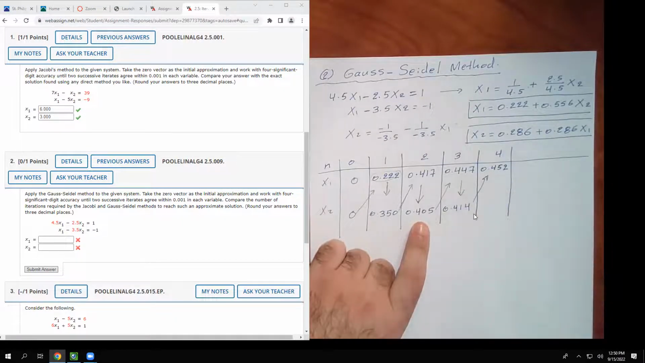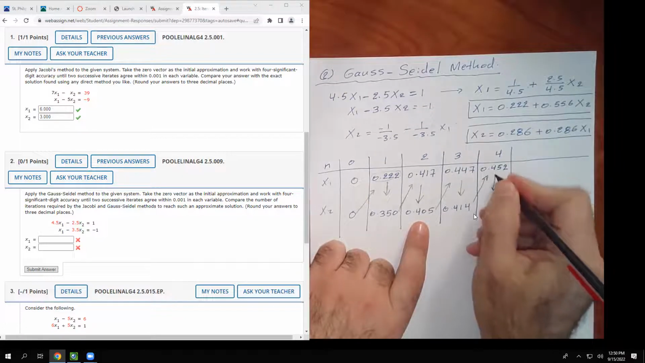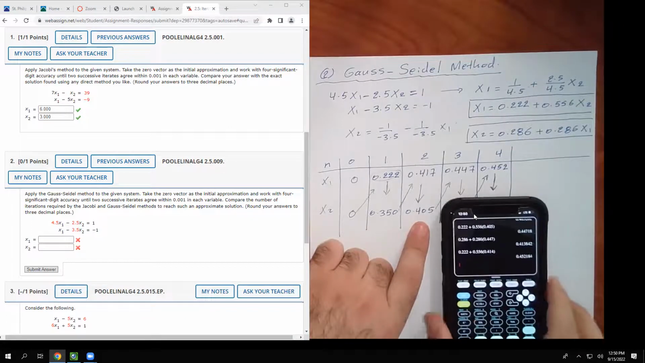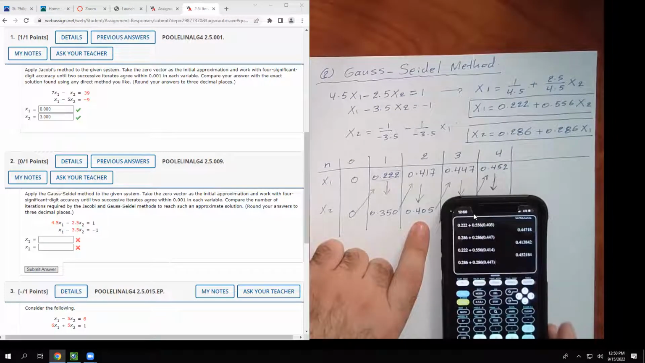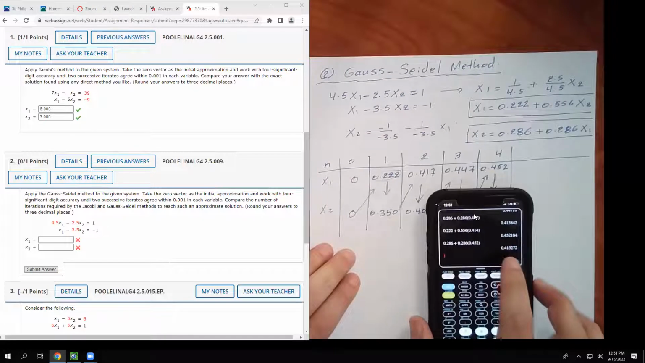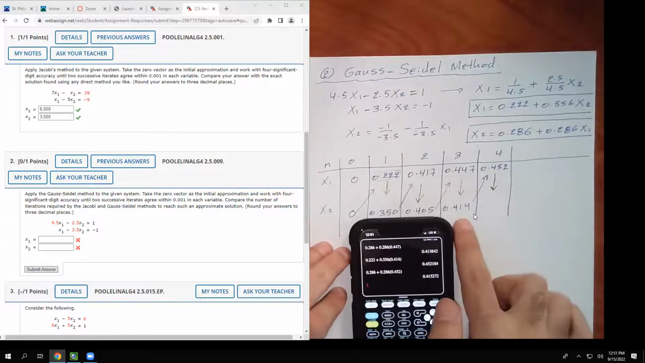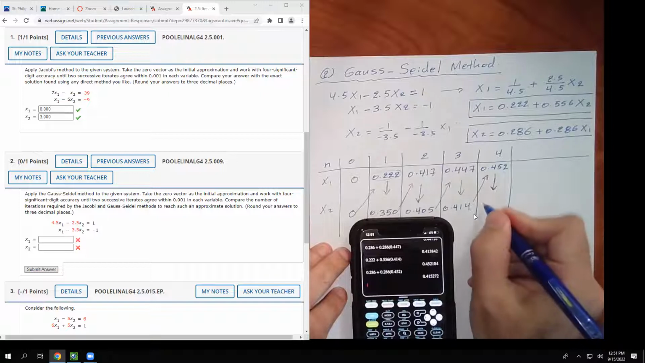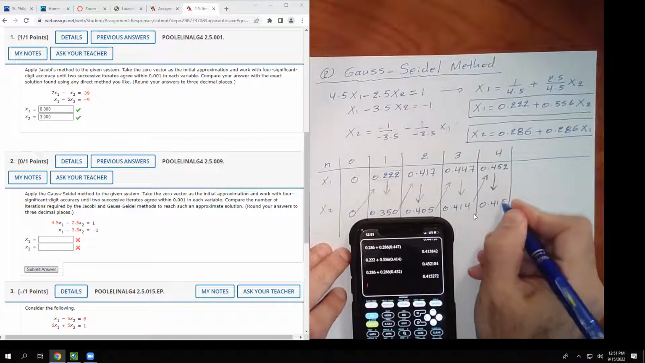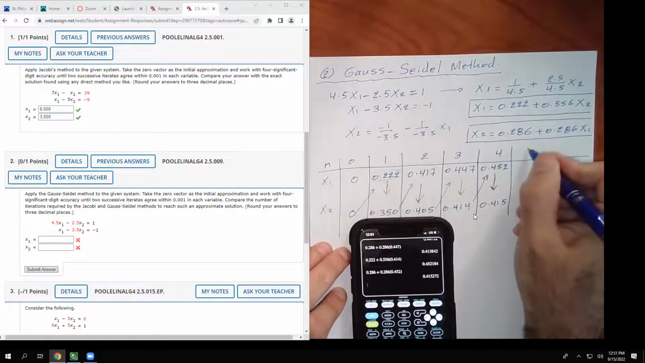Now we're going to use x1, the new x1, to find x2. Let's keep going. We're going to use this one to find x2 and change this number to 452. It's 0.415, which is almost the same thing. So it's going to be 0.4152, 415. Keep going to the fifth one.